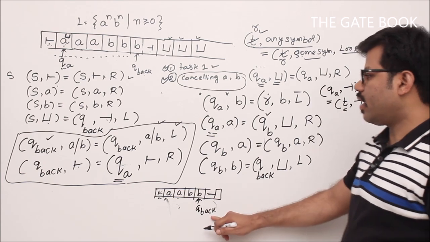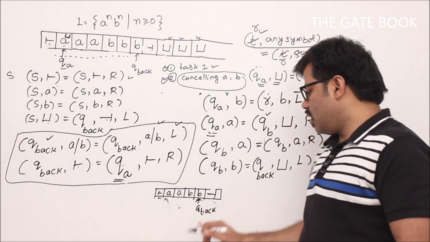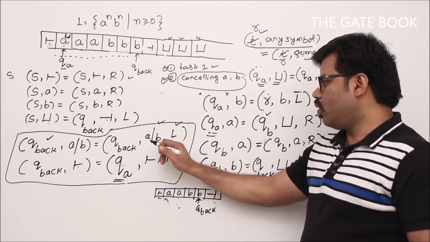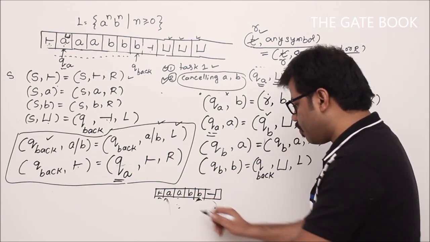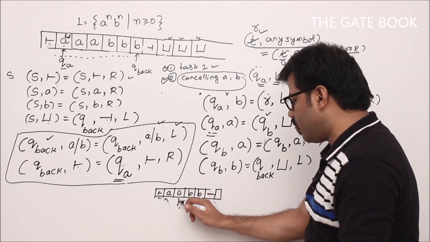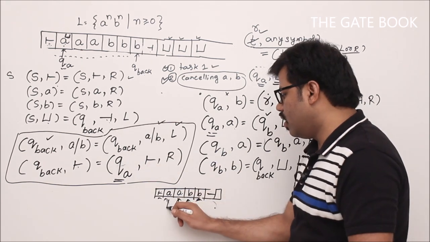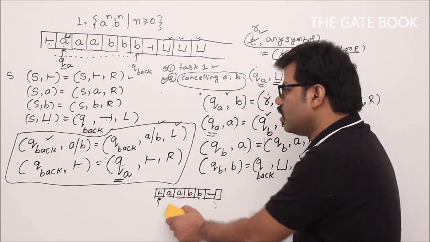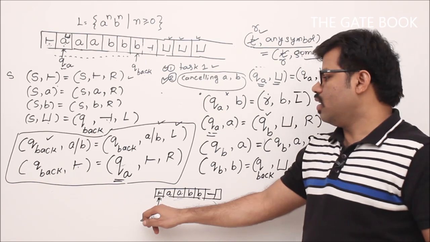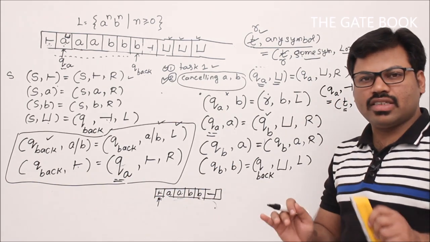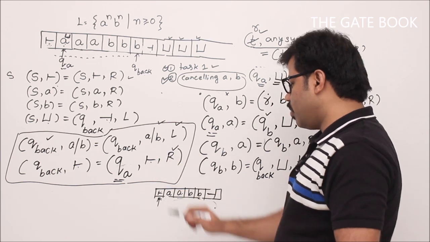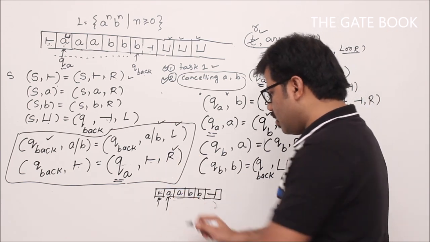Now when you are in Q back, see the actions. A or B, what to do? Q back, go left, but don't change the symbol. That means simply go left. Q back and anything, go left, that is what I have written, but except this one. Q back and left end marker is nothing but now the action begins. QA, correct? Okay, and right. And don't change the symbol. That's why come right side.